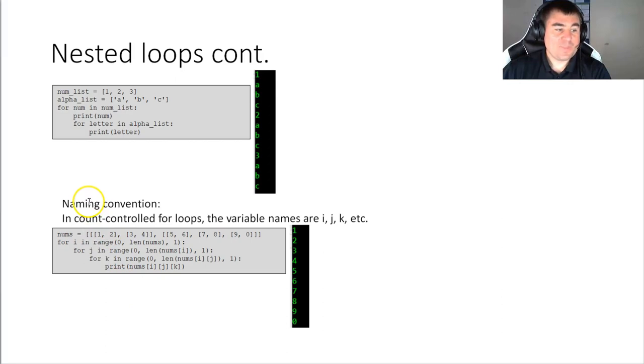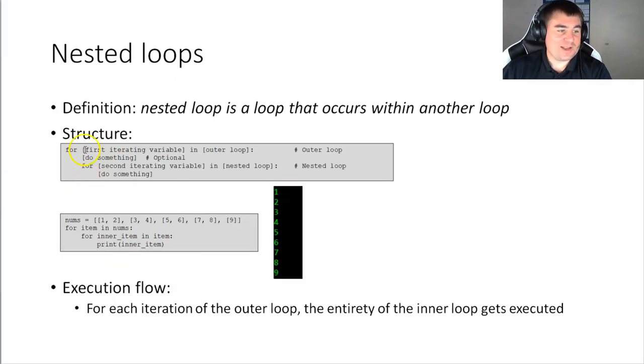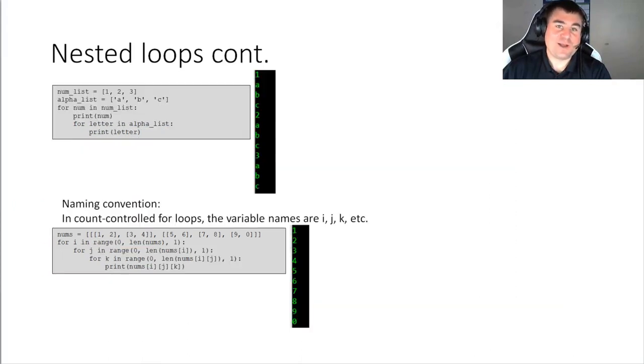Now, a word about naming convention. These we just looked at were collection controlled loops. And if we are dealing with count controlled loops, there is actually a convention for how you should be naming the variables. The convention is I, J, K, and then you go down the alphabet. Why do we start at I? The reason I is chosen is because, if we go back one slide, it's called the iterating variable. That's why I. So it is quite common: for I in range.